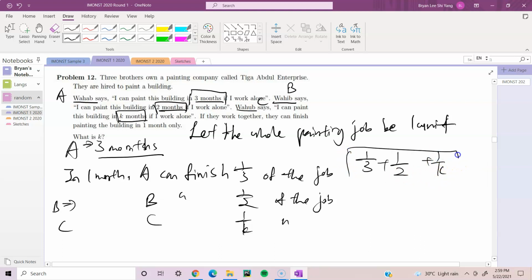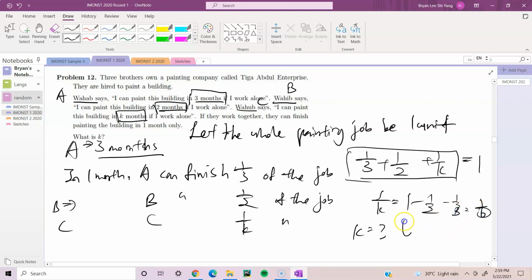Now, all of these three adding up together, they can finish the whole job in 1 month. So in 1 month, all three can finish one job, right? So what we want to find is 1/K equals to how much? Then we want to find K, right? So we just have 1/K equals to 1 minus a half minus a third, which would be equal to 1/6. So K here will be of value 6.